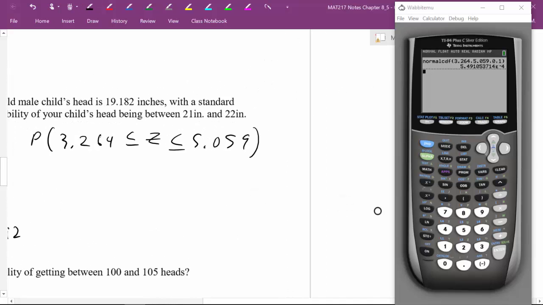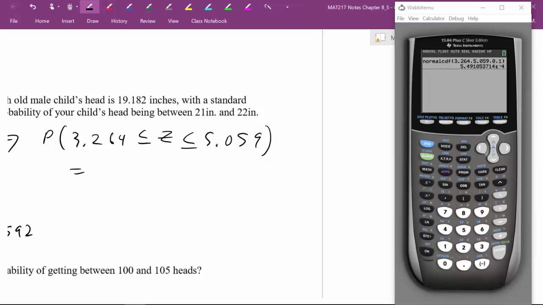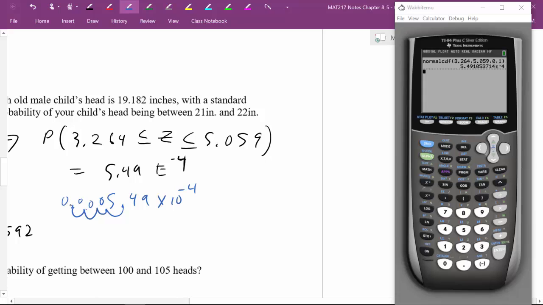So what is this going to result in? We get our beautiful answer of 5.49 e to the negative 4. Well, hopefully everybody has learned at some point that this is just scientific notation. It is the same thing as times 10 to the negative 4, which means shift your decimal place 4 places to the left: 1, 2, 3, 4. So add on 3 zeros. That means our answer is 0.000549. So what does that mean probability-wise?